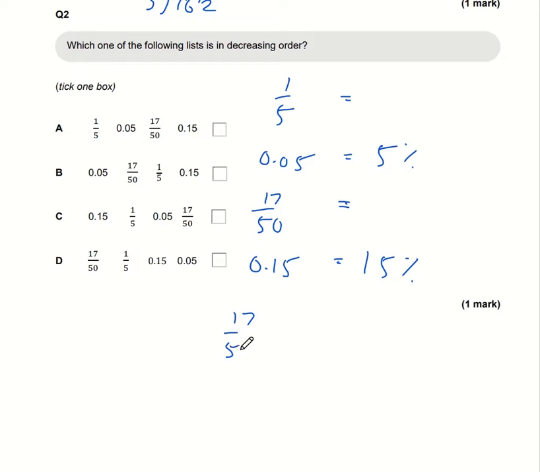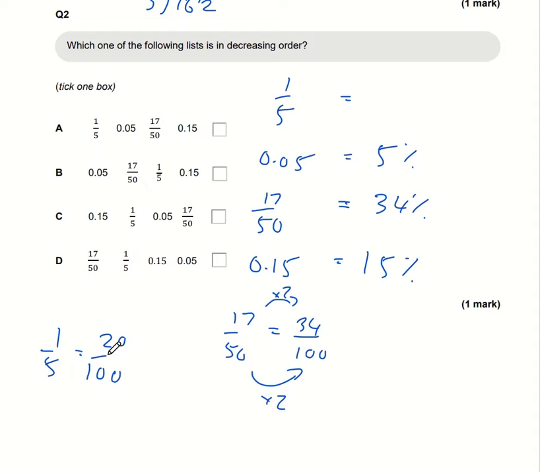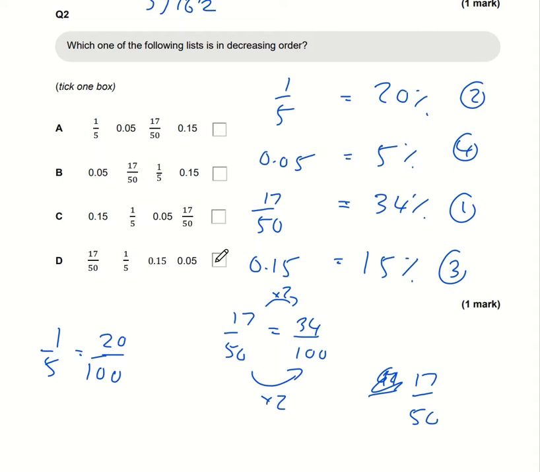Now 17 over 50, what is that as a percentage? Well, a percentage is a fraction out of 100, so the number on the bottom has doubled, so I need to double the top number as well, so that is 34%. And 1/5, well, 1/5 is the same as 2/10, and that is the same as 20/100, so that is 20%. I mean, ideally, just know that a fifth is 20%. So in decreasing order, we want the biggest first, so we're looking for an order that starts with 17/50ths. So that is answer D.